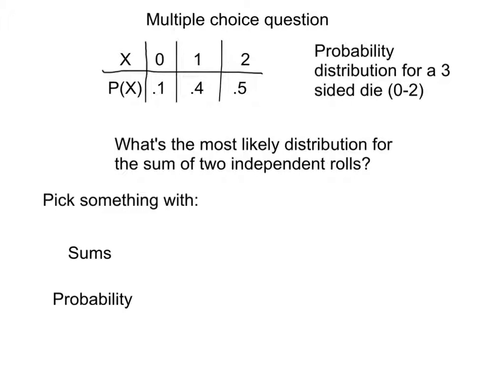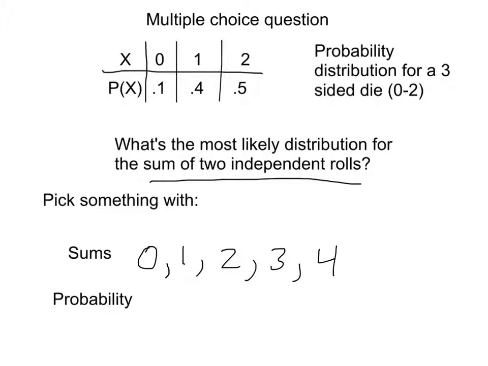First of all, when we see the sum of 2 independent rolls, we know that we should add up all the possible rolls. So sums that we could get would be 0 if it's a 0 and a 0, 1 if it's a 0 and a 1, 2 if it's a 1 and a 1, 3 if it's a 1 and a 2, and lastly 4 if it's a 2 and a 2.